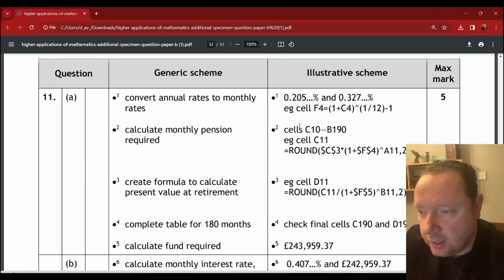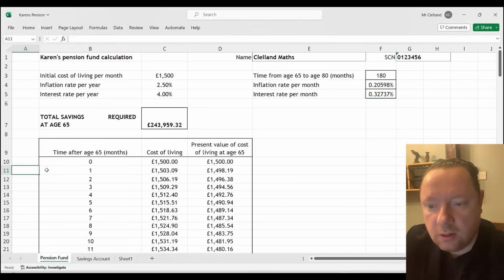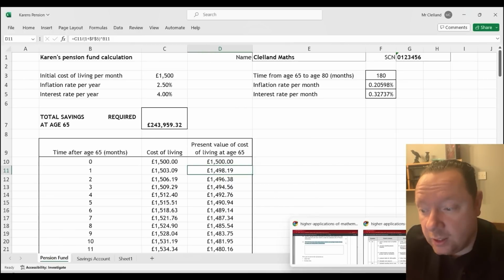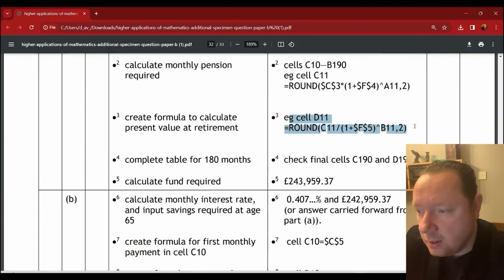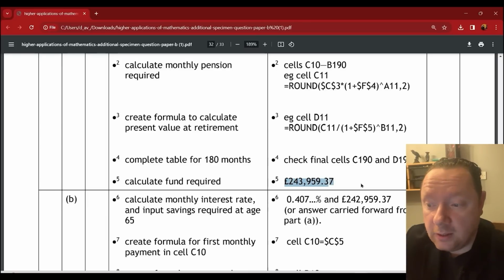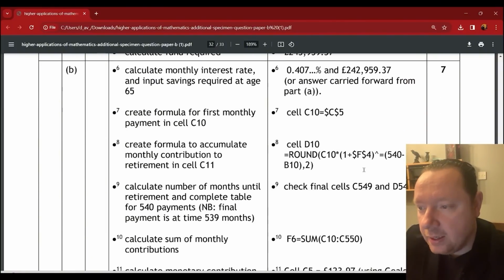Next thing, cells C10 to B190. It mentions A11. There's nothing in A11. It's nonsense. It's B11. So that is a complete and utter mistake on the SQA's part. Everything else I think is fine as long as you got that and you get your money, but you need to watch out with it. This doesn't agree with the question because the question says approximately 60. So as long as you got 243,959.37, don't lose your head that it's not 60. It says approximately.